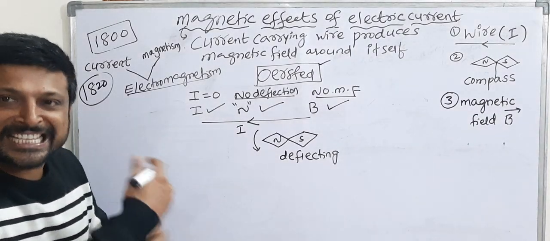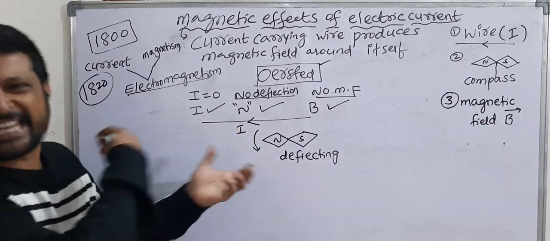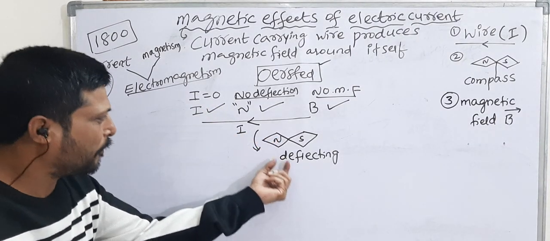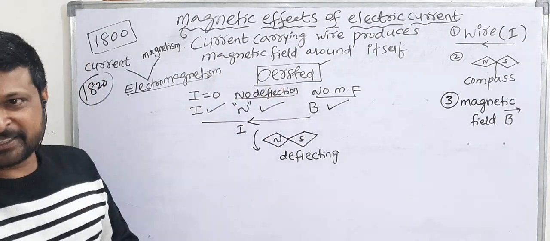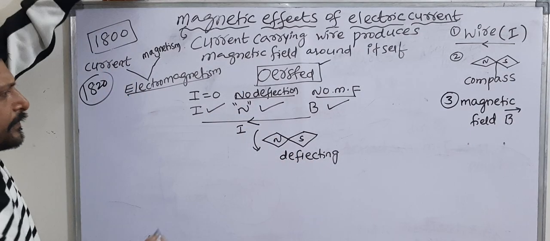So OERSTED continued his experiment. How he continued means he changed the direction of current. He changed the position of the magnetic compass needle. So we will explain it step by step. Right, first see here.